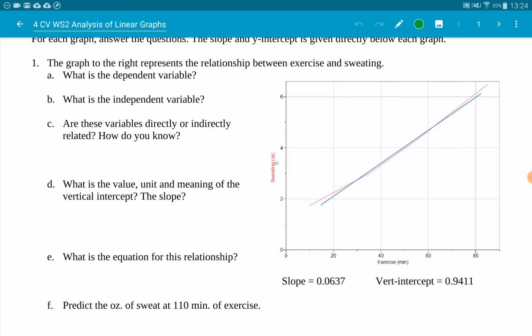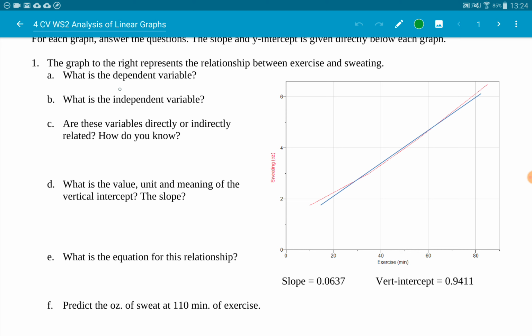And actually, ounces is one of the most frustrating units to me because there are fluid ounces and then weight ounces, so measuring volume, fluid ounces, and measuring mass, weight ounces, which is very confusing. But anyways, we don't have to worry about that in this problem. It's just ounces. What's the dependent variable?